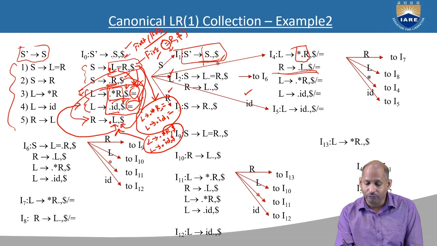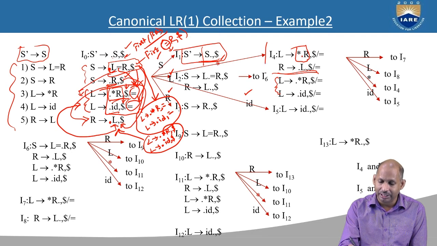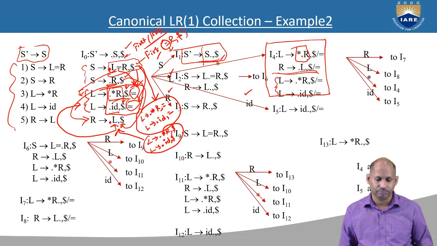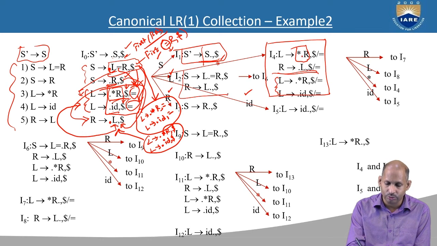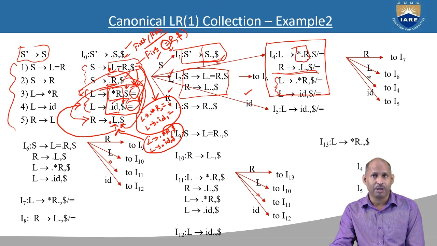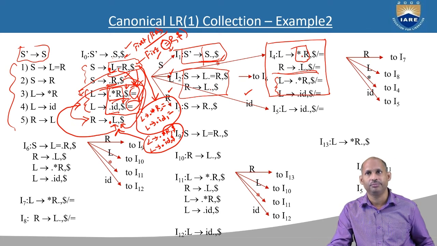Then dot followed by L, so we are adding L productions, right? Here dot followed by terminal symbols, so the group is completed. That I4 group is completed. Then on L, there are 2 productions, so consider the 2 here. On L, dot L will become L dot. Once again, dot L becomes L dot, right?